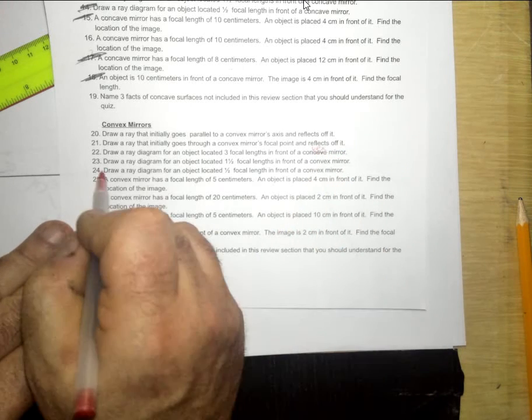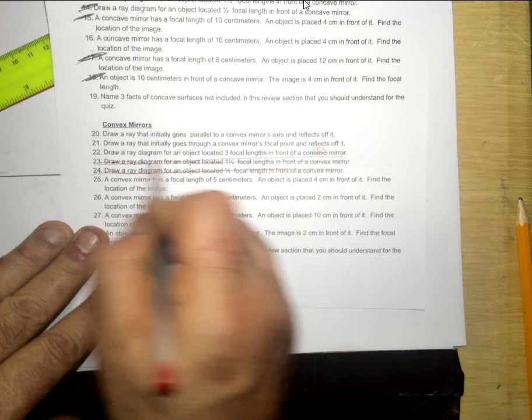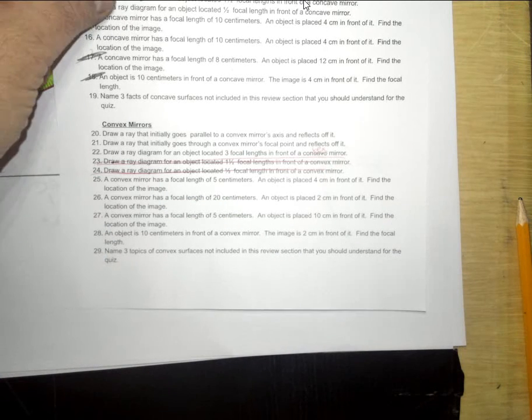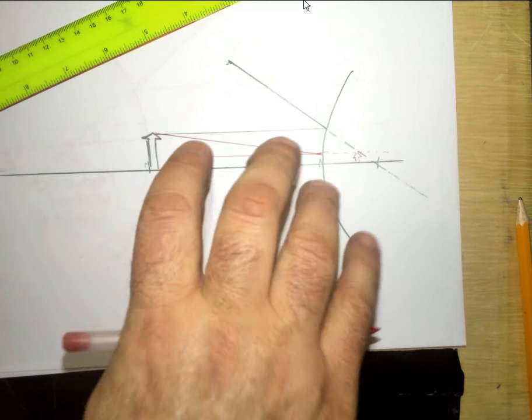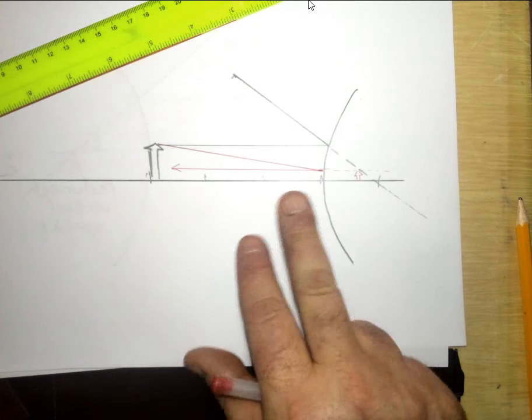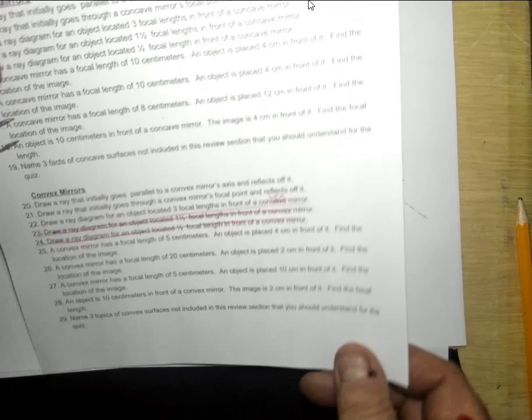The other two are just too repetitive, so we're going to draw a line through those. 23 and 24 are way too similar to this. I've done 2 of these ray diagrams now. That's enough. Let's go on in life. Oh my goodness, we only have 3 minutes left.